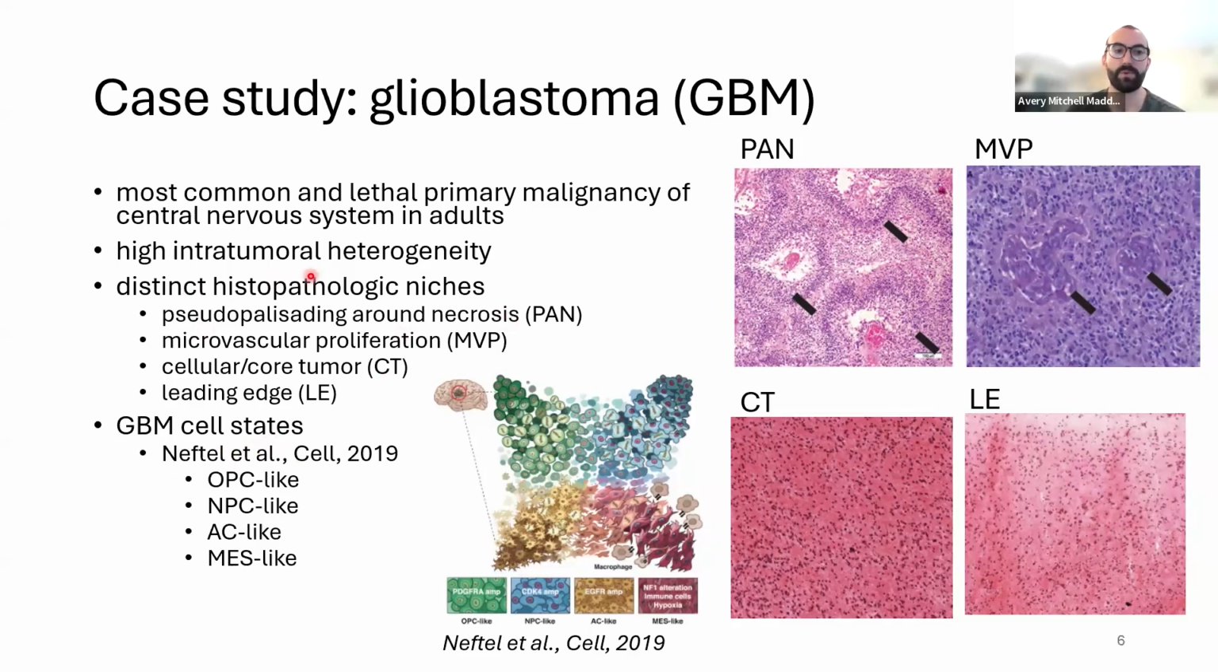In addition to these histopathological ways of breaking down the glioblastoma tumor, recent work has also helped to identify distinct tumor cell states. In this work from Neftel et al., they identified 4 distinct tumor cell types: the OPC-like, NPC-like, AC-like, and MES-like. And they're associated both with different mutations and different environmental niches, which we'll be exploring in this work here.